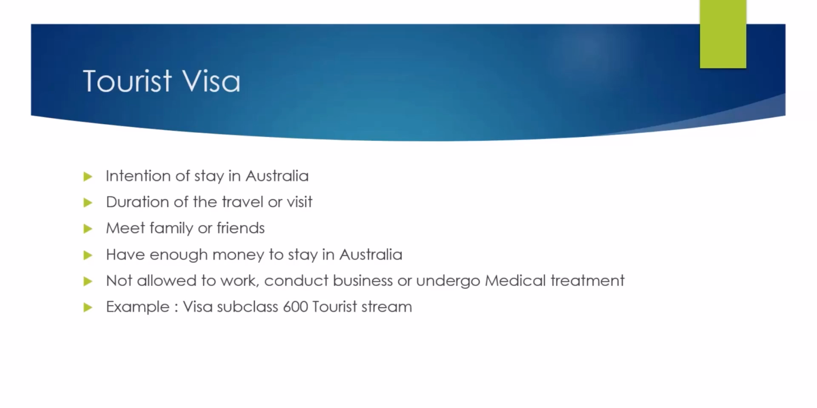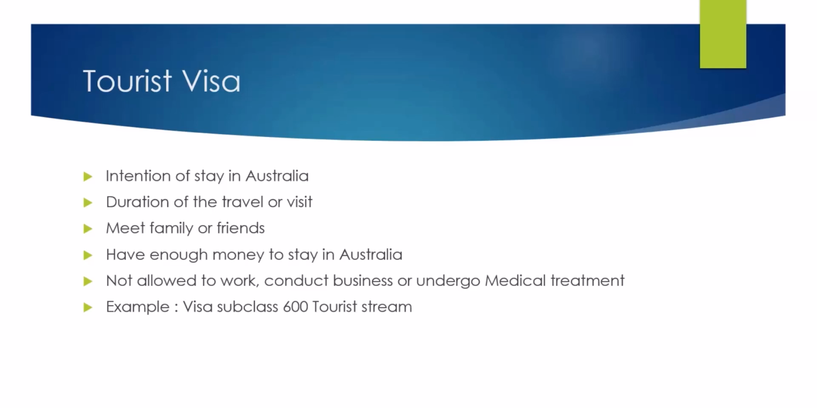Next one is the tourist visa. You need to explain your intention of stay in Australia, why you're coming here, your duration of the travel or visit, whether you need to meet your family or friends or you're just here for pleasure.